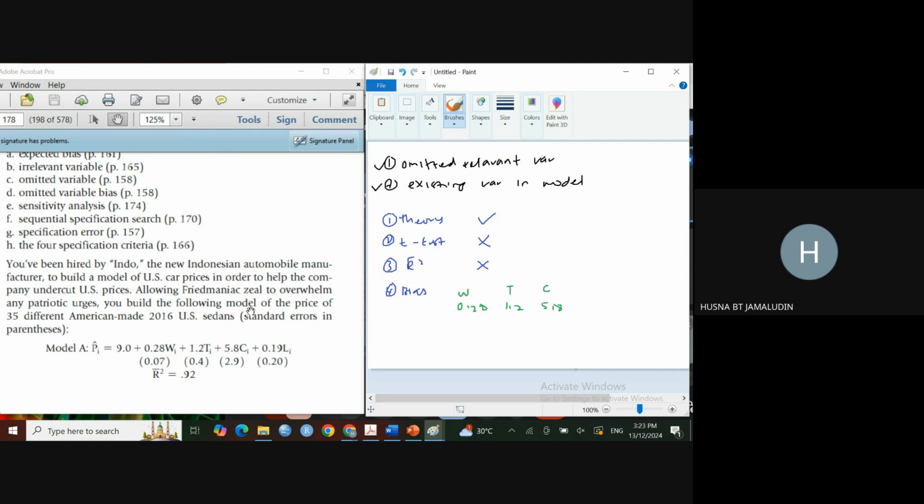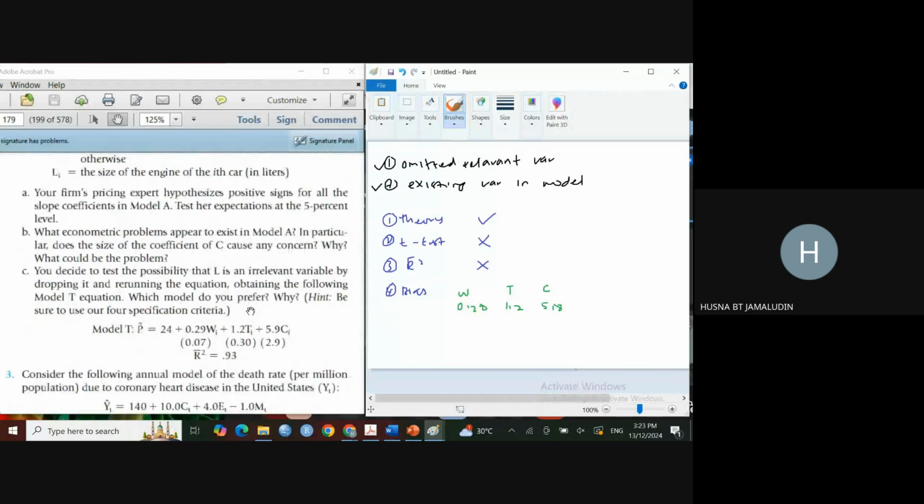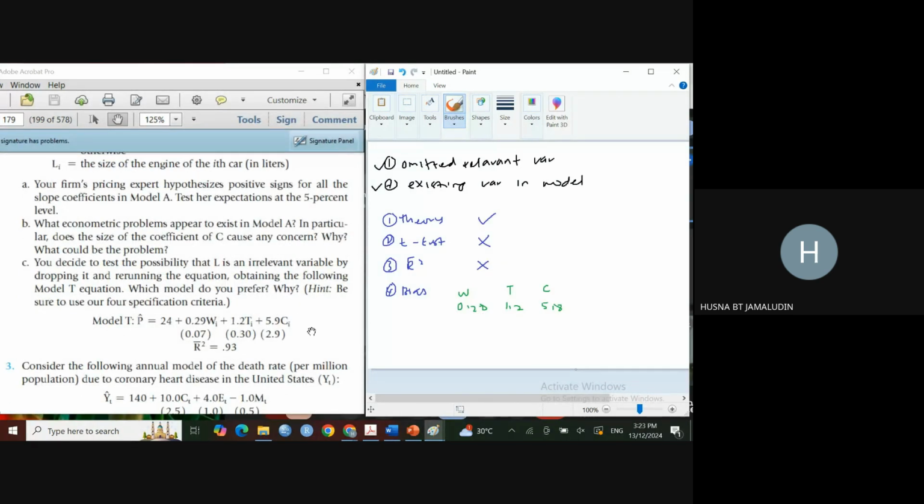Bias means that they will not change a lot. So look at here. The W from 0.28 to 0.29, not so much. T doesn't change at all. C change a bit. So it doesn't really introduce a bias. So if it doesn't really introduce a bias according to what we call criteria, we should actually drop the L. So now you have 4 criteria. So based on these four criteria, what does it say?